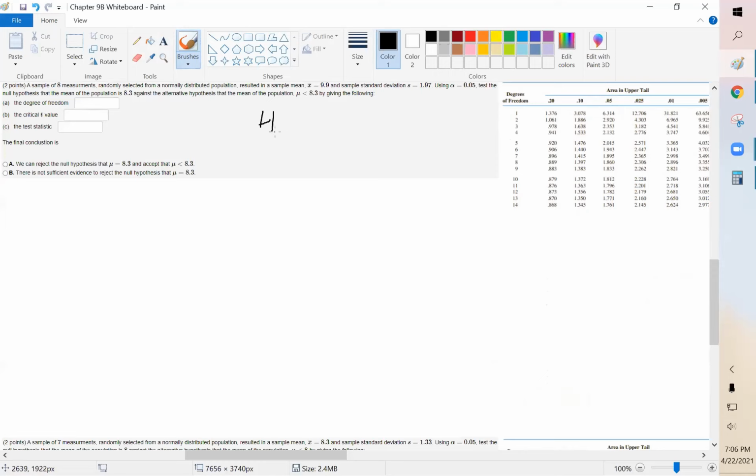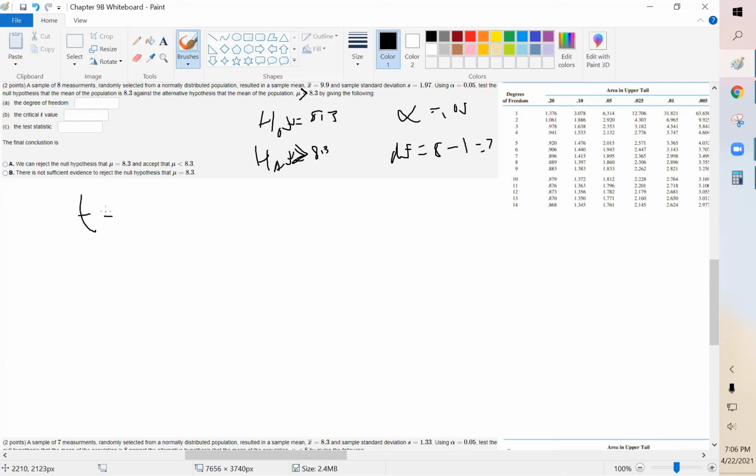Now we have 8 measurements. So again, let's get our H0, and I'm going to flip this. So the mean is 8.3. The alternative, mean, is greater than 8.3. In this case, we should have alpha is equal to 0.05. Our degrees of freedom is our sample size of 8 minus 1, which is 7.